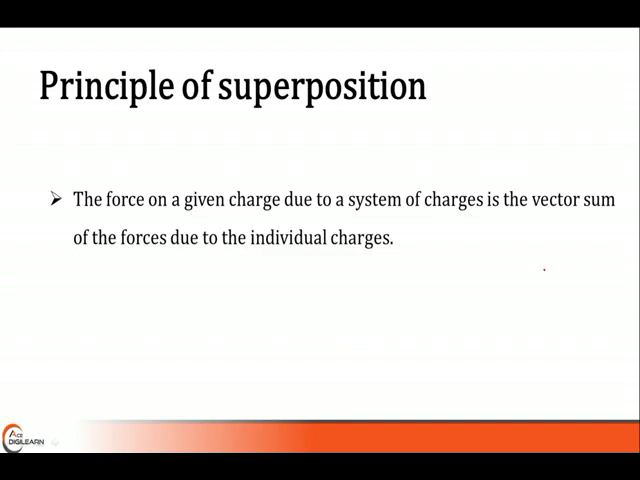Now coming to the principle of superposition. The force on a given charge due to a system of charges is the vector sum of the forces due to the individual charges. That is, if you want to find out the force on a charge q due to a system of charges q1, q2 up to qn, then the force on the charge q is given by force on charge q1 plus force on charge q2 plus up to force on charge qn, and what kind of an addition is that? It is a vector addition. So this is the essence of the principle of superposition.